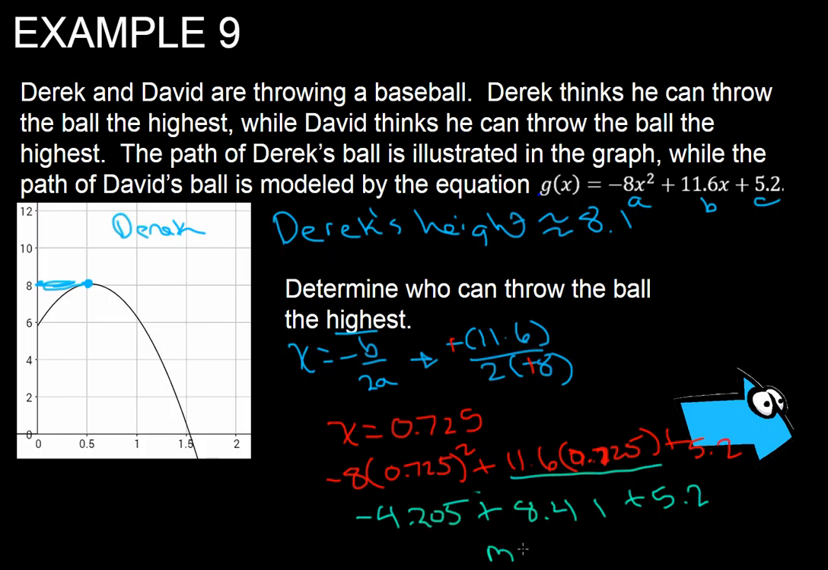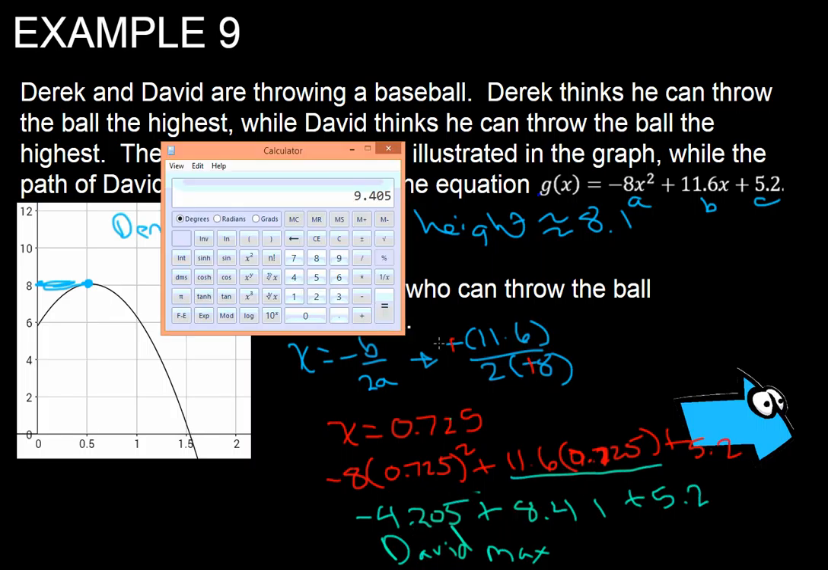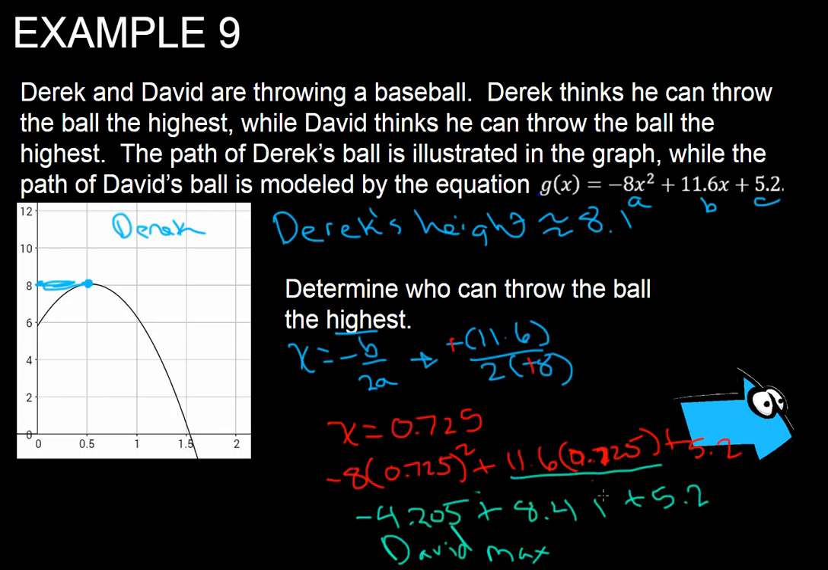So the maximum value, so we're going to say David's max, so David's maximum value is approximately 9.405. So clearly, David can throw the ball the highest.